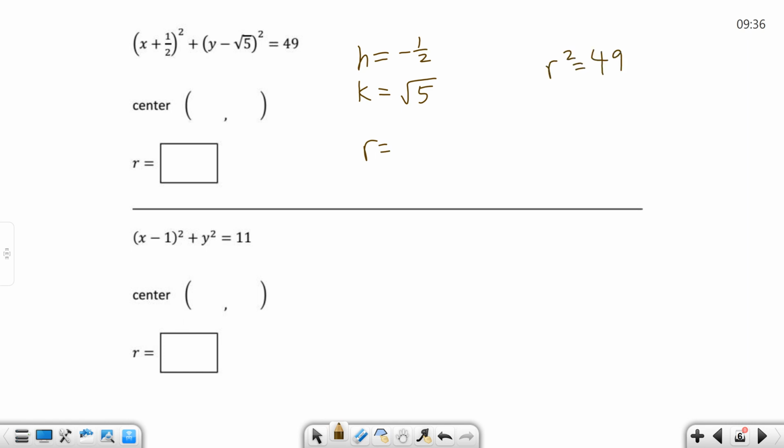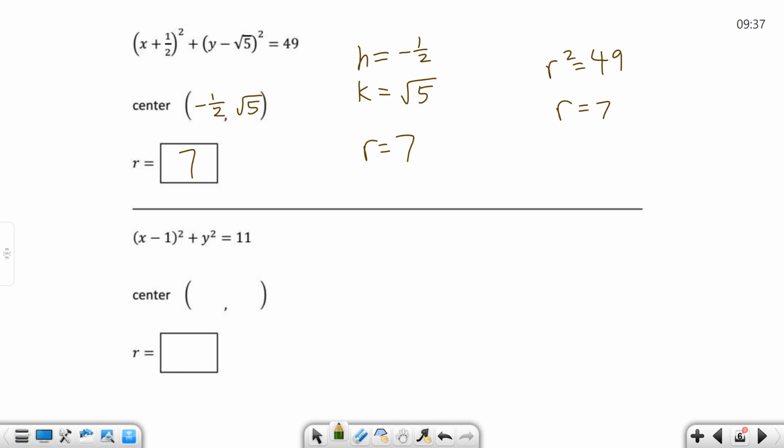r squared is equal to 49. So then what does r equal? Well, it's 7. r equals 7. So my radius is 7, and my center is (negative 1/2, square root of 5). Yeah, have fun graphing that one, right?